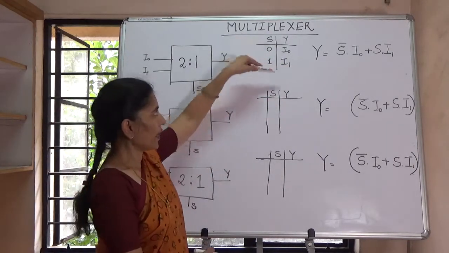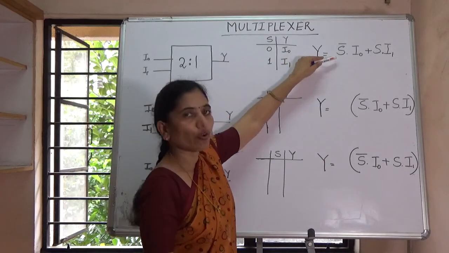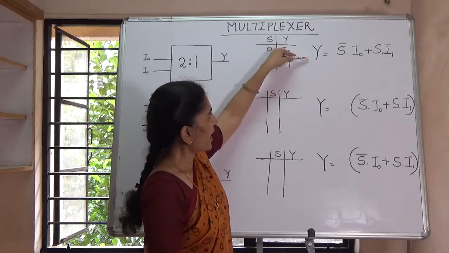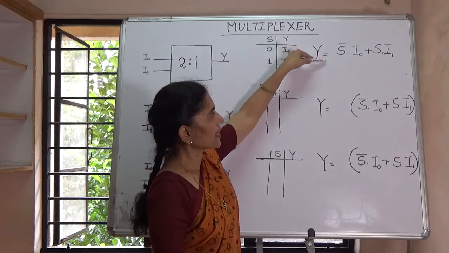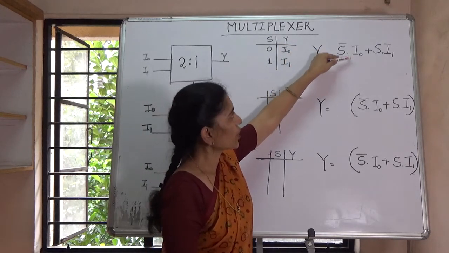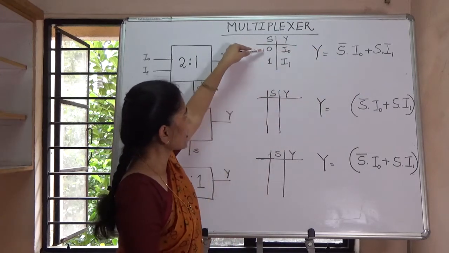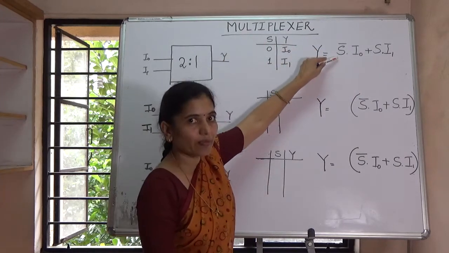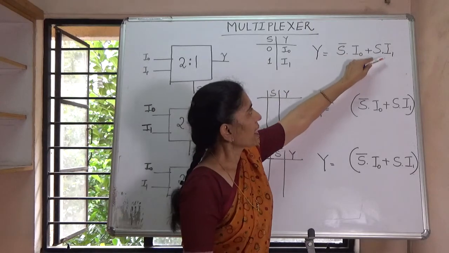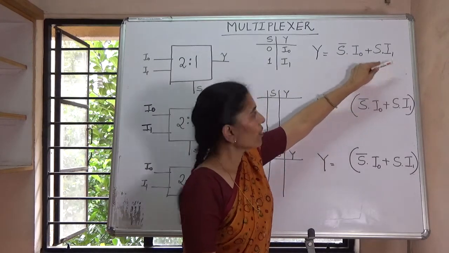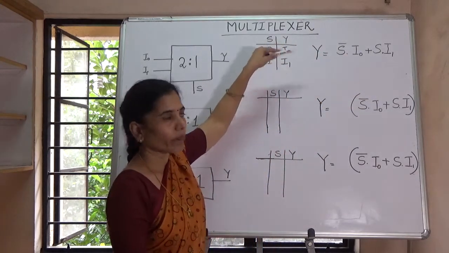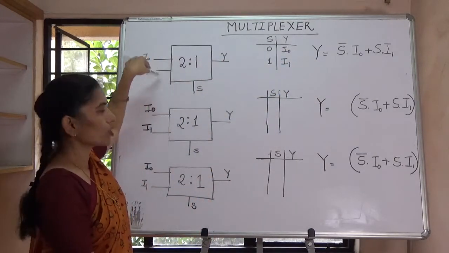From this table, we have therefore written the expression for a 2:1 multiplexer, and that was Y is equal to S bar dot I0, because I0 is selected when S is 0 and therefore this is S bar, plus S dot I1 for the selection of I1. So this was a simple 2:1 multiplexer.